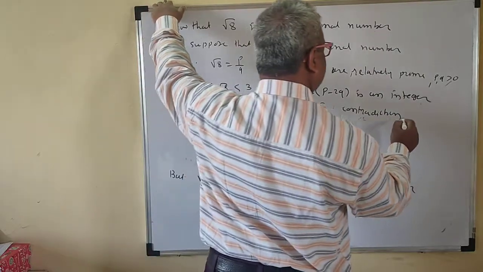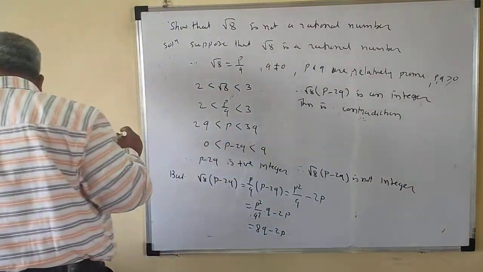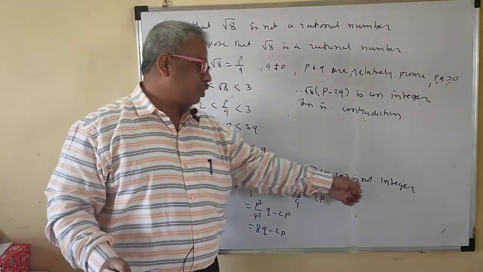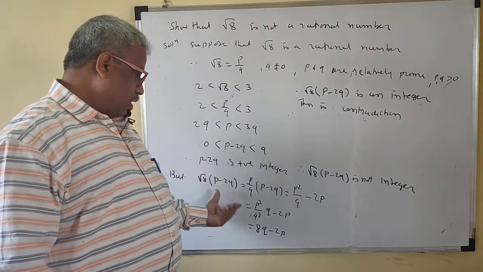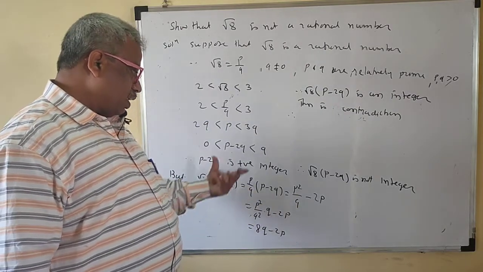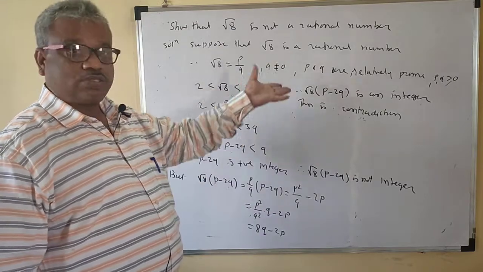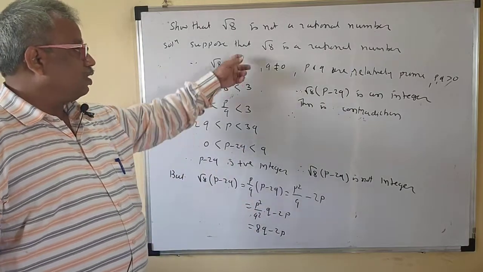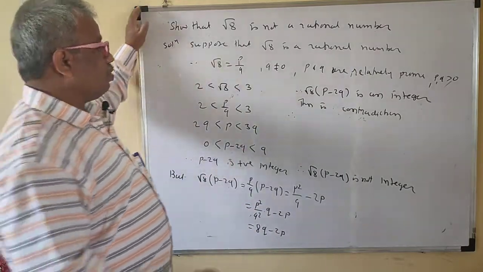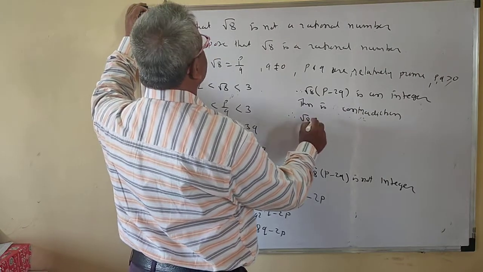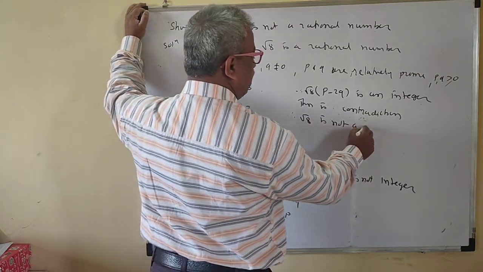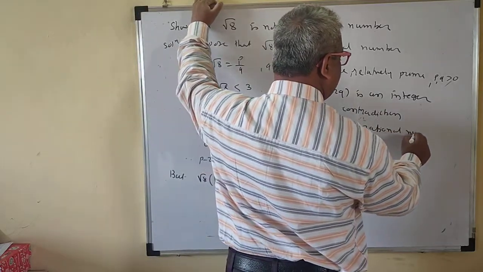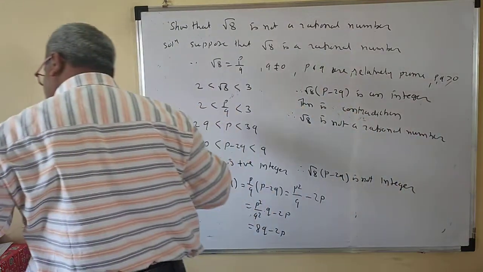So therefore, because root 8 into P minus twice Q is not an integer, but for the choice of this P and Q it will be an integer, this is the contradiction. Therefore, root 8 is not a rational number.